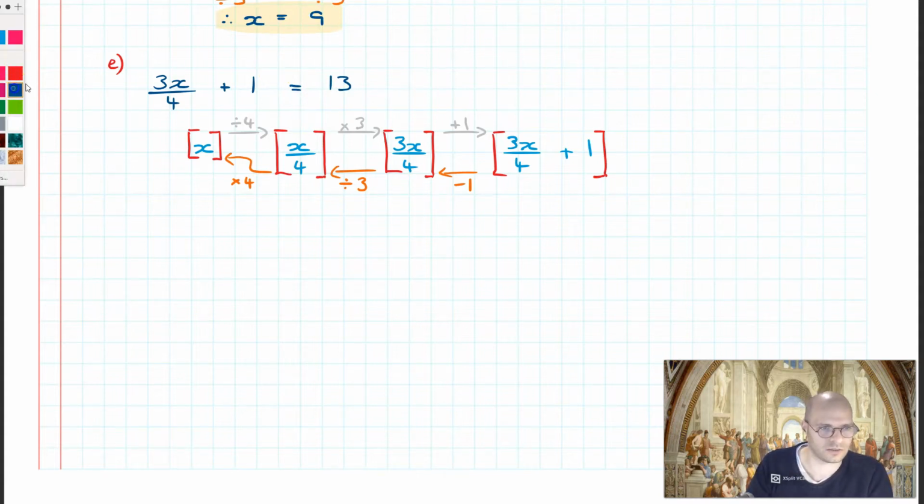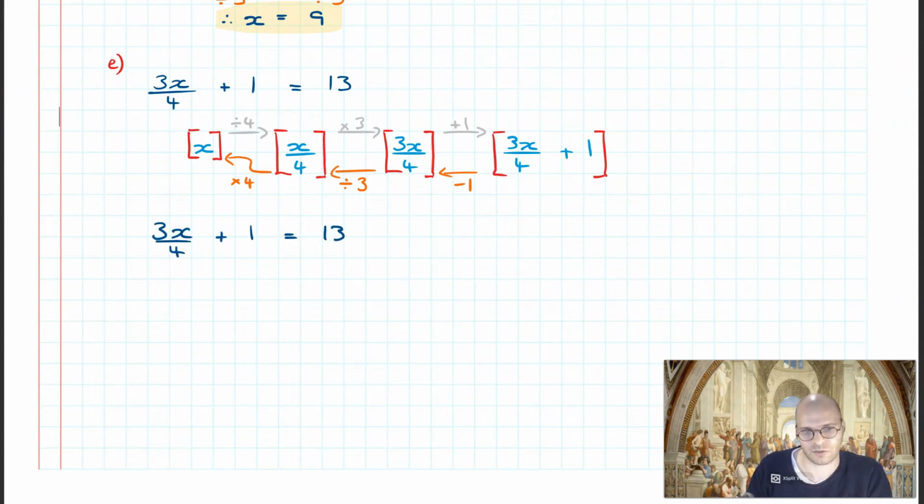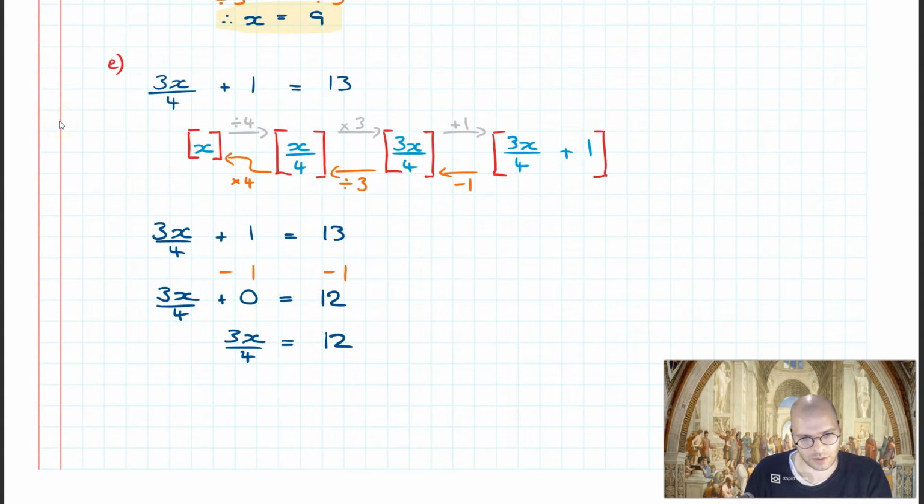Carrying this out, we are going to go 3x over 4 plus 1 equals 13. I'm now going to take 1 from both sides. This will give me 12 on the left. It will eliminate my plus 1, and therefore I end up with 3x over 4 equals 12.